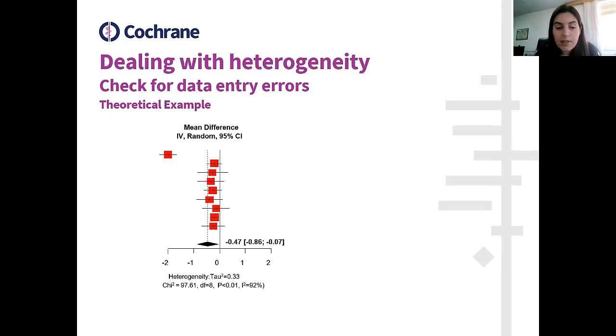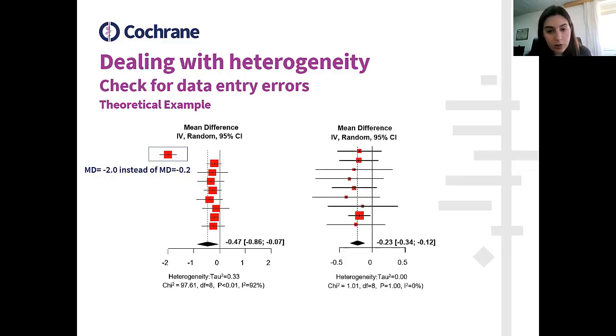So what we did here was to go back to the data and check for any data entry errors. And indeed, what we found is that the authors had used a mean difference of -2 instead of a mean difference of -0.2. When this was corrected, there were no indications of heterogeneity anymore in the analysis. So it is very important to check for data entry errors and make sure that the extracted data are correct.